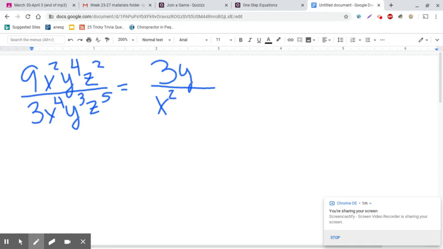Now we're going to go to z. What's bigger, 5 or 2? Well, 5 is bigger, and 5 is in the bottom, so your z is going to go in the bottom. Now we're just going to do 5 minus 2, which is 3, so the 3 goes in the bottom. That is your answer. You are done.